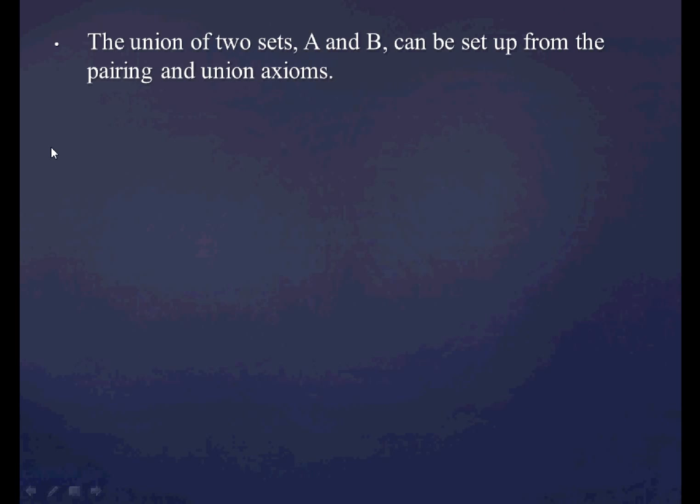So now that we have the union axiom and the pairing axiom at our disposal, I'm going to claim and show you how the common notion of the union of two sets A and B can be set up from these two axioms, the pairing and union axioms. So first, if I have two sets A and B, if you grant me the existence of those two sets A and B, from the pairing axiom I can form this new set, which is a set containing A as its first member and B as its second member. So the set right here is guaranteed by the pairing axiom. So I have that now.